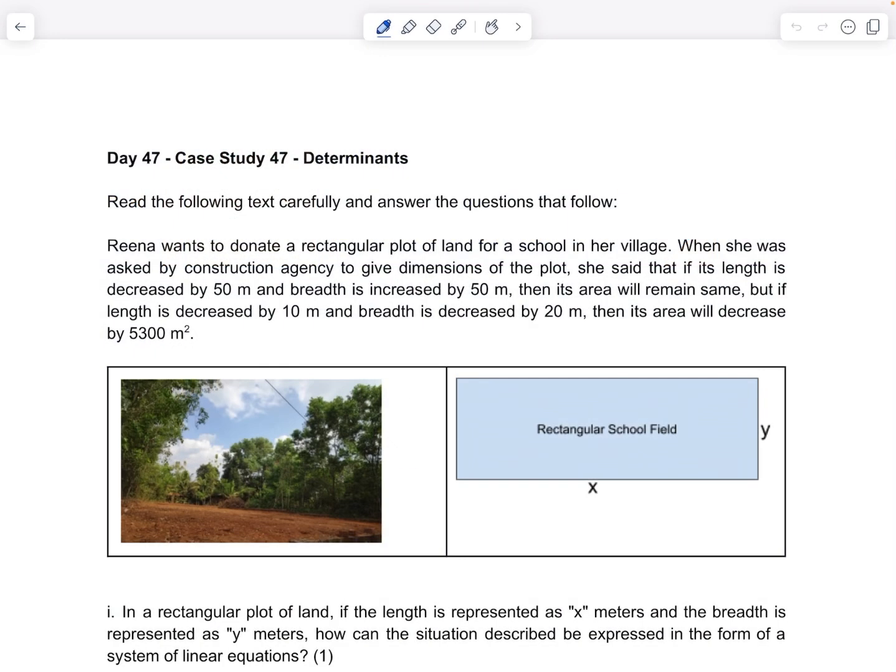The question goes like this. Read the following text carefully and answer the questions that follow. Reena wants to donate a rectangular plot of land for a school in her village. When she was asked by the construction agency to give dimensions of the plot, she said that if its length is decreased by 50 meter and breadth is increased by 50 meter, then its area will remain same. But if its length is decreased by 10 meter and breadth is decreased by 20 meter, then the area will decrease by 5300 meter square.